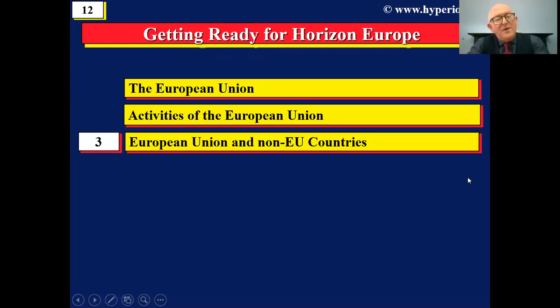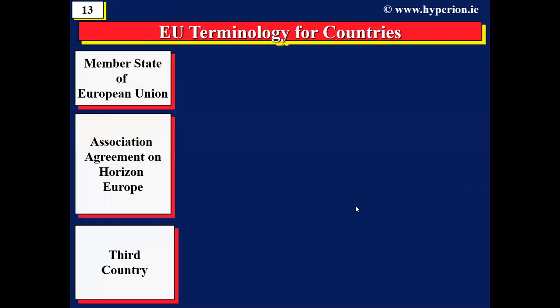In this module, I want to explain why the European Union works with countries outside of the European Union. Now, the first thing you need to learn when you're reading about the European Union is the terminology they use to describe a country.